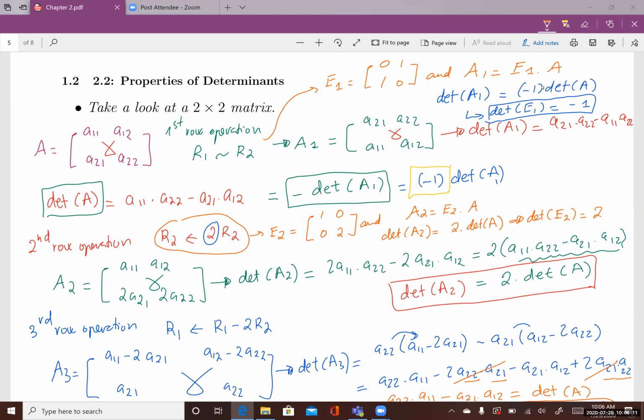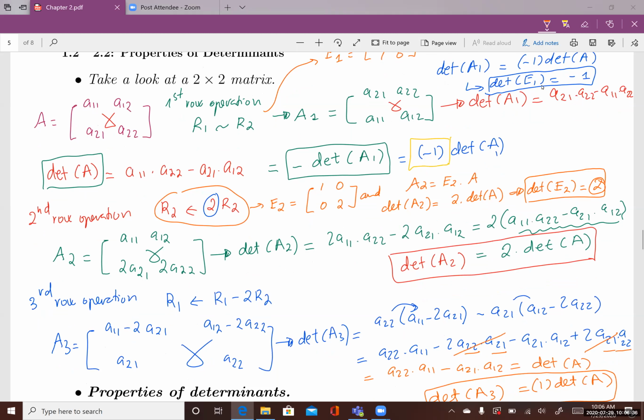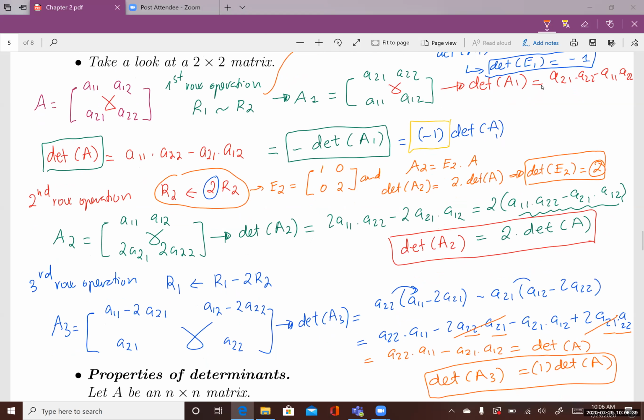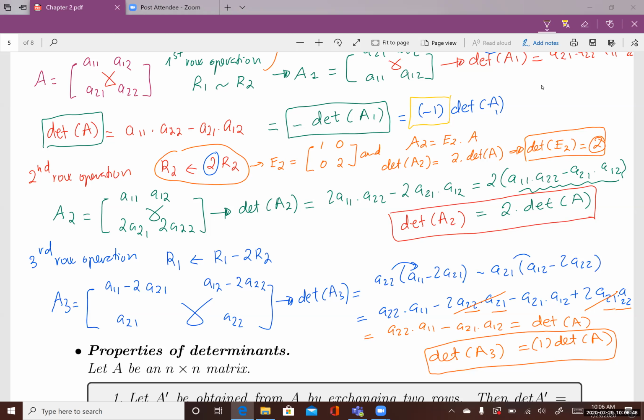You can find this determinant of E2. So if E2 is an elementary matrix corresponding to the second row operation, then the determinant will be the same as the non-zero constant that you multiply to one of the rows. How about the third row operation? Did you already guess that the determinant of the third row operation should be 1 at this point, right?